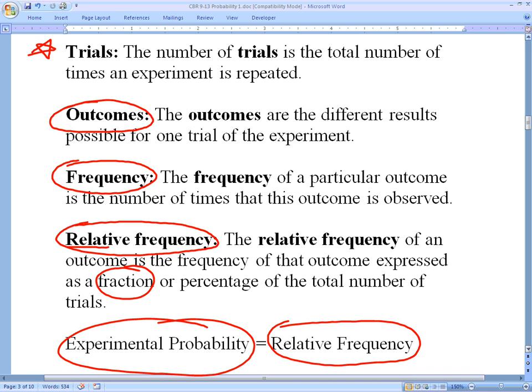Trials, we will only use that vocabulary when we talk about experimental probability. The rest of these can be used in any kind of probability in other contexts.